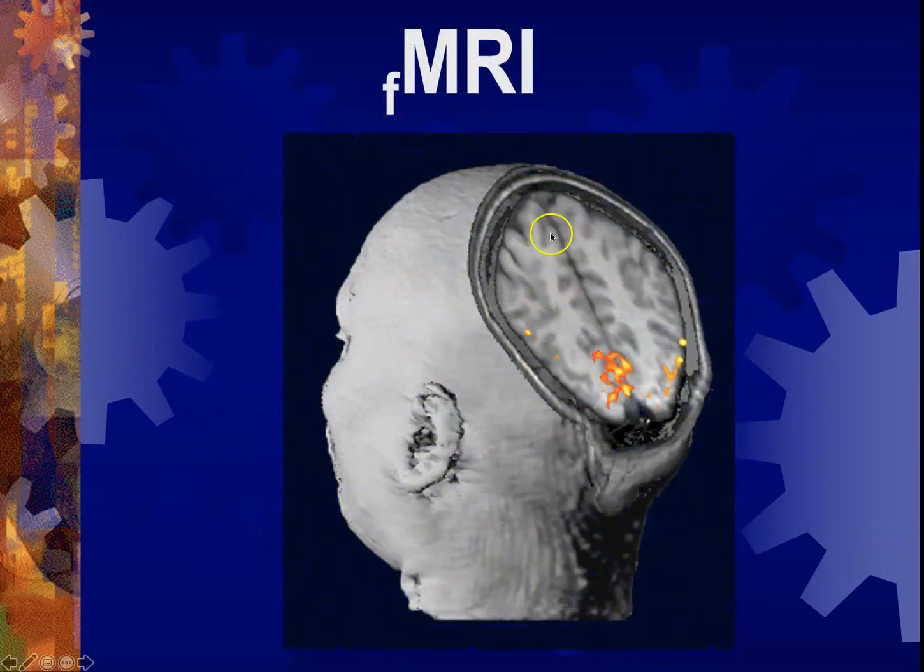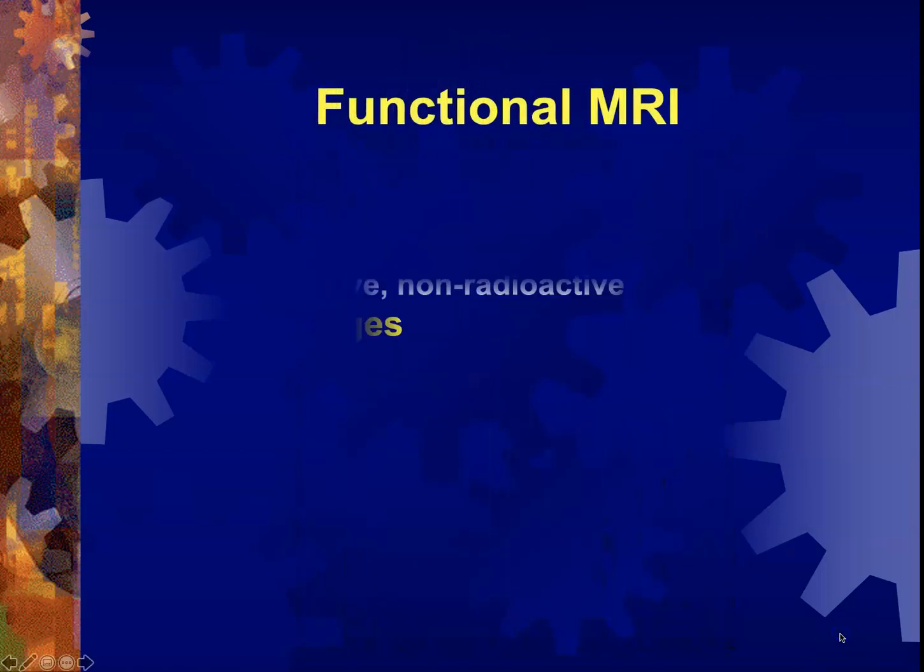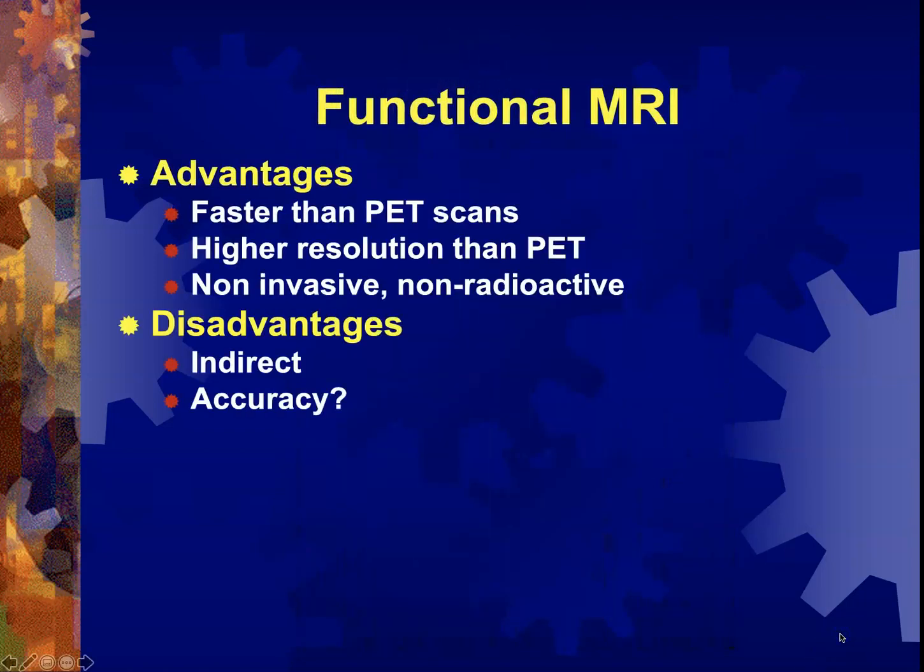So you can see it's much sharper than a PET scan, but we can see some activity as well. So advantages: they are faster, as I said, than PET scan, and get a higher resolution. It's non-invasive, it's non-radioactive, but we are now starting to see some real disadvantages, and the main one is the accuracy. There is a high, what we call noise to signal ratio, or low signal to noise.